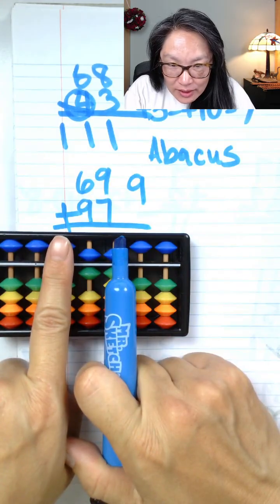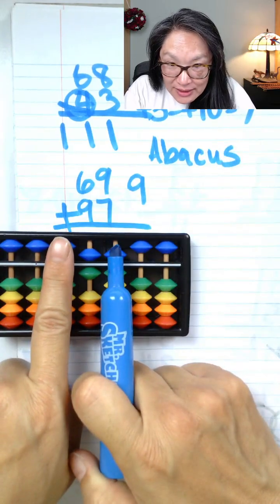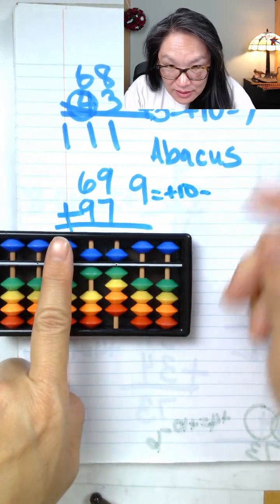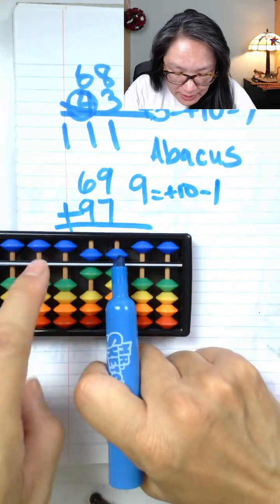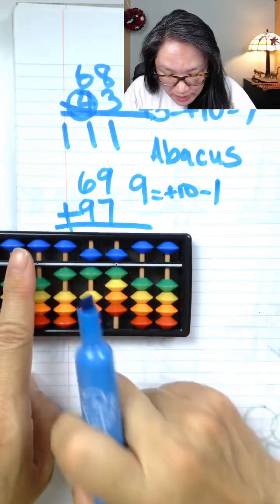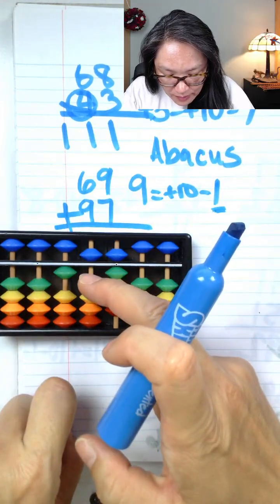Plus the 9 is what? Minus the 4. No, we're adding the 9. So when we add the 9, what are we doing? Plus the 10 minus the 1. Plus the 10, and then we want to minus the 1. We take away the 1.